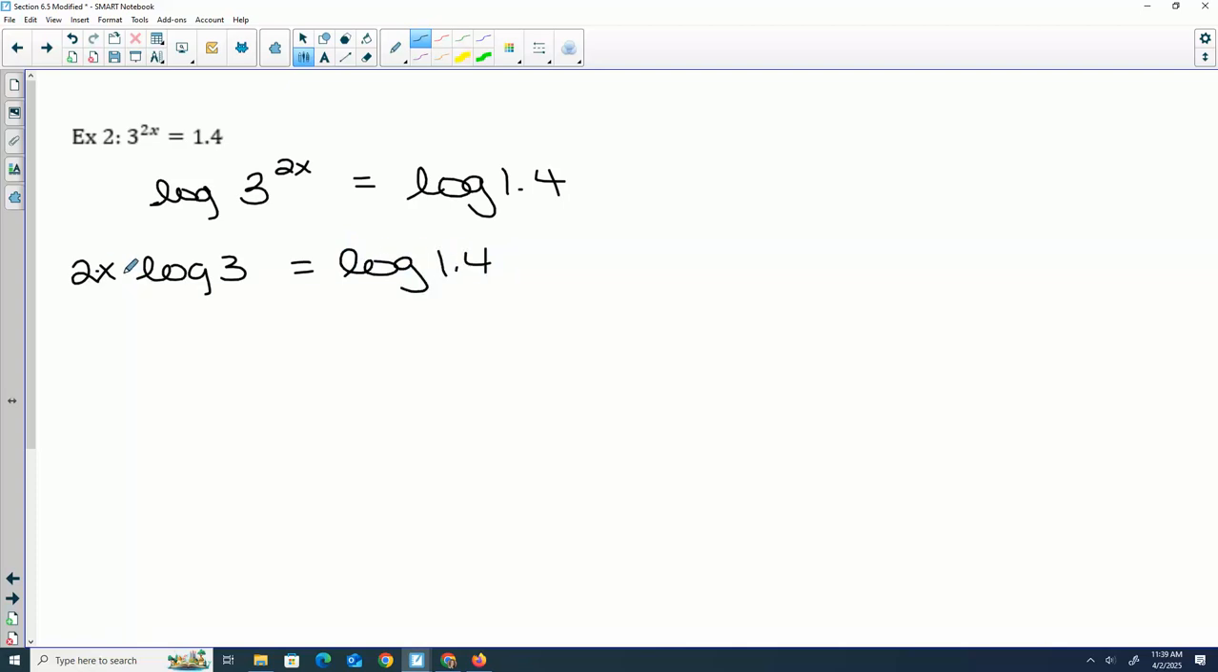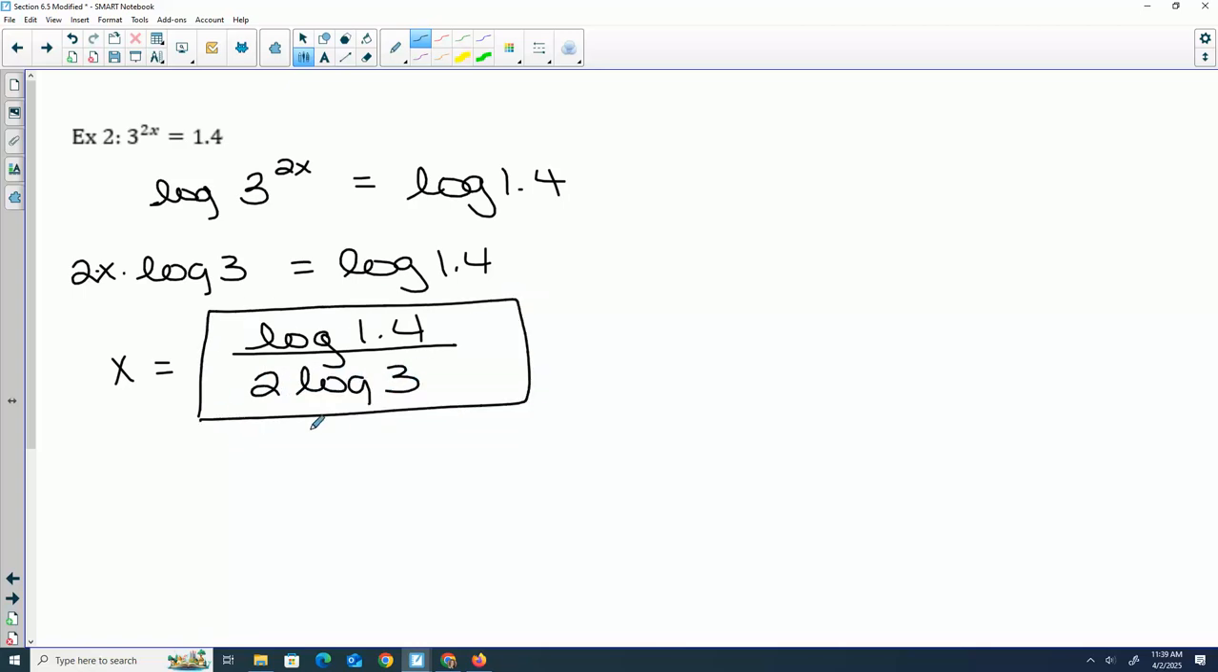So x is multiplied with both the 2 and the log 3, so you are actually going to divide both of them. So we have log 1.4 divided by 2 log 3. That is my exact answer.